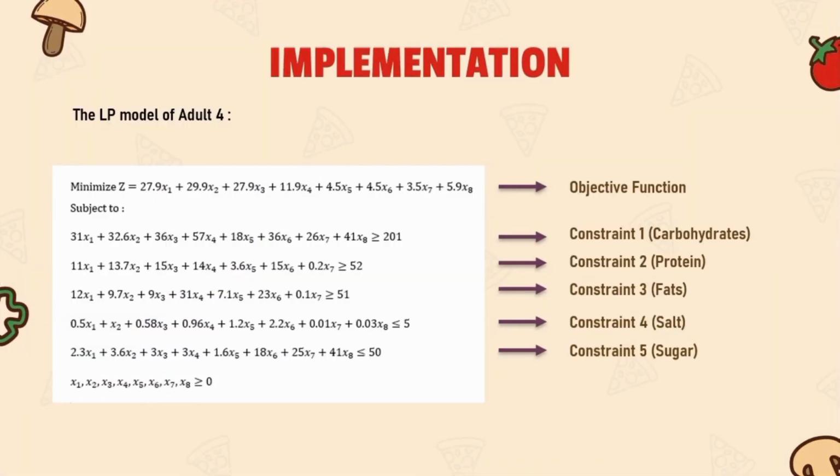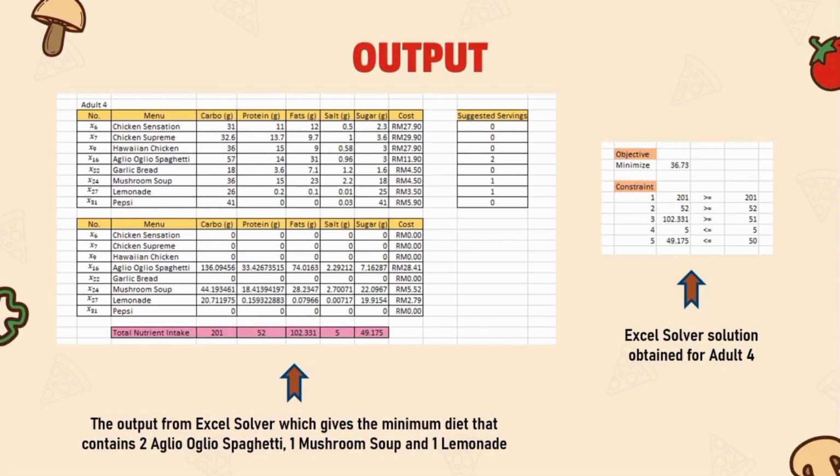For the LP model of adult 4, we have the objective function, which is the equation of Z. We minimize Z, and there are 5 constraints for this LP model, as you can see in this slide. For the output, we use Excel Solver to solve this LP model. We can see that the minimized Z we get here is 36 ringgit and 73 cents. The output also shows the suggested serving, which is 3 aglio spaghetti, 1 mushroom soup, and 1 lemonade. The output gives the minimum diet based on the menu list by adult 4.